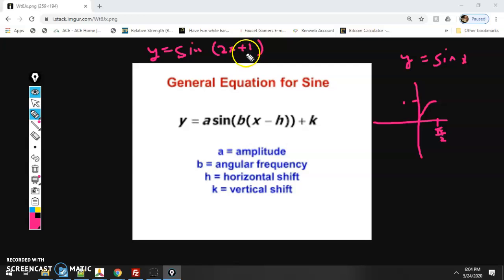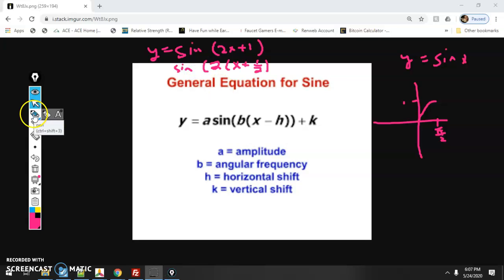All right, the horizontal shift on this, you'd have to factor out the 2 first. So you take out the 2, and then you'd have x plus a half, because 1 divided by 2 is a half. So this would actually only shift left a half, if you had a function like this.